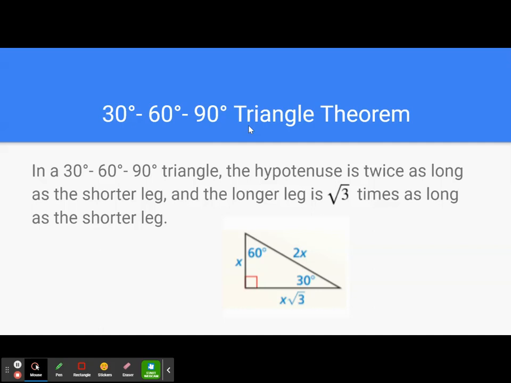So the shorter leg is x. The hypotenuse is 2 times x. The longer leg is x times the square root of 3. Now my question to you is, how did I know that this one was the shorter leg and not this one?